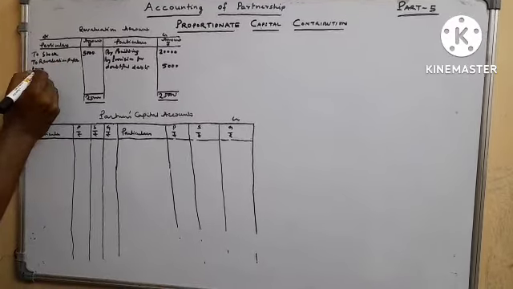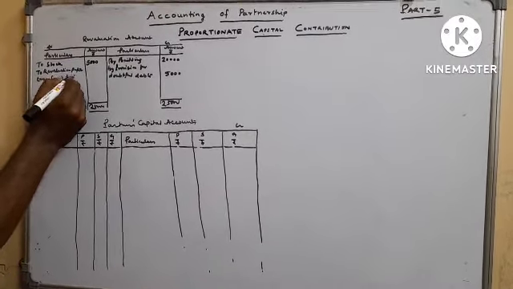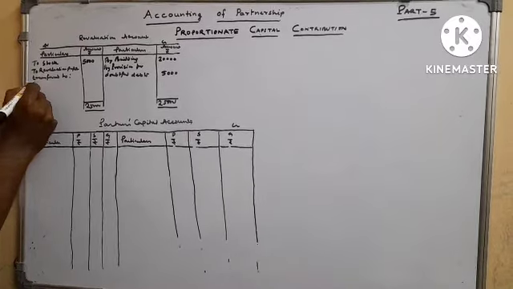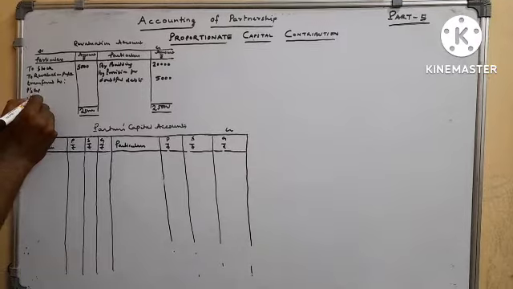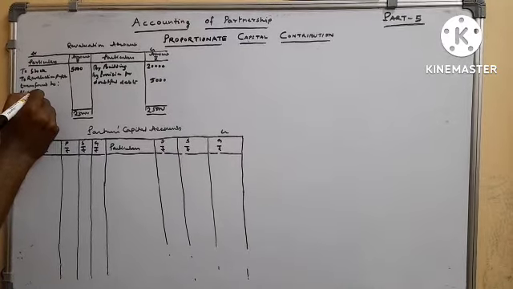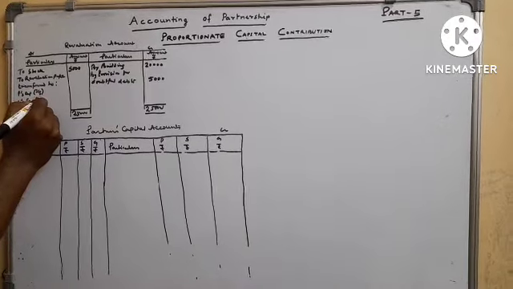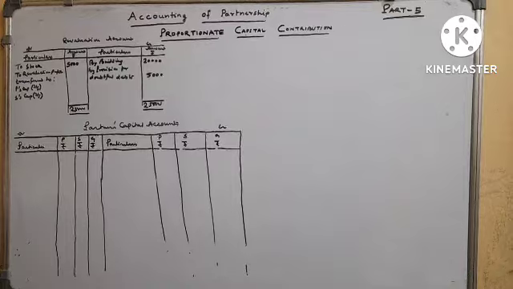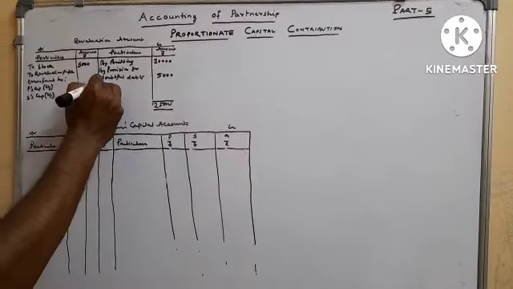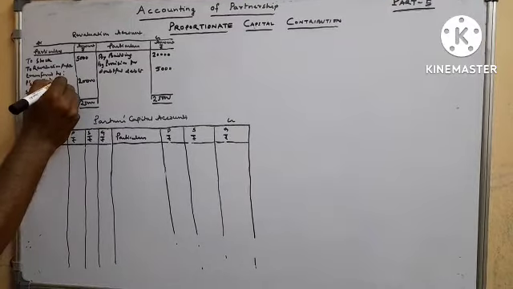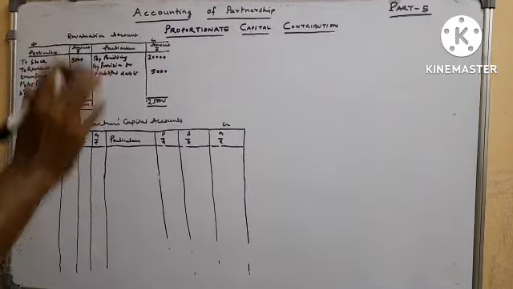Transfer to P's capital, S capital. In what ratio they should distribute? They should distribute in the ratio 3:2. So P share will be 3/5 and S share will be 2/5. It will be 12,000. It will be 8,000. Now revaluation account is over.